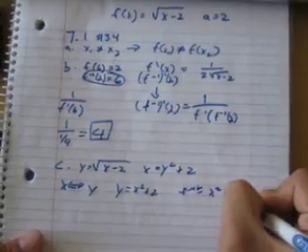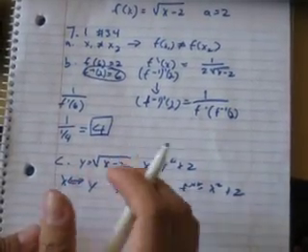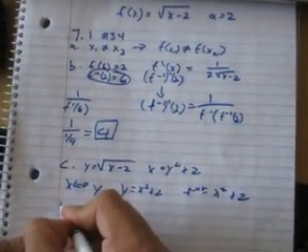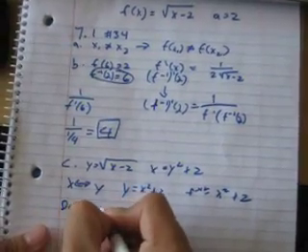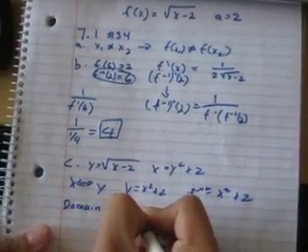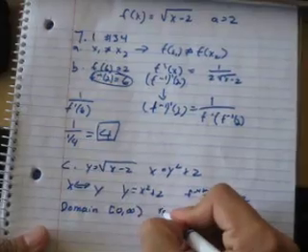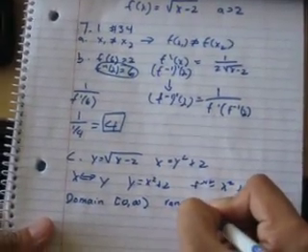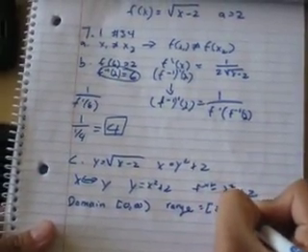So the inverse is x squared plus 2, and then you know that your domain and range are now switched, so your domain is now 0 inclusive to infinity, and the range is from 2 to infinity.